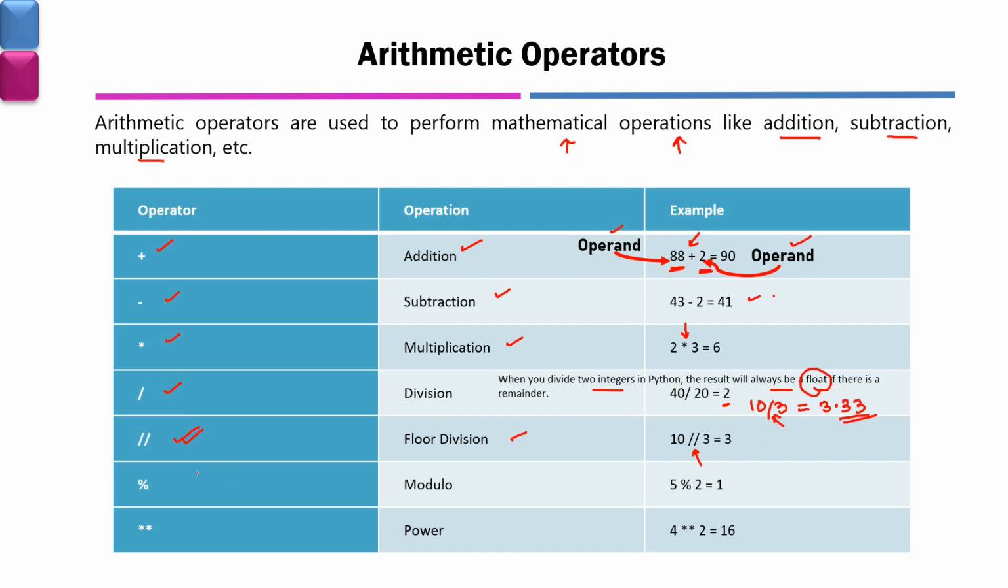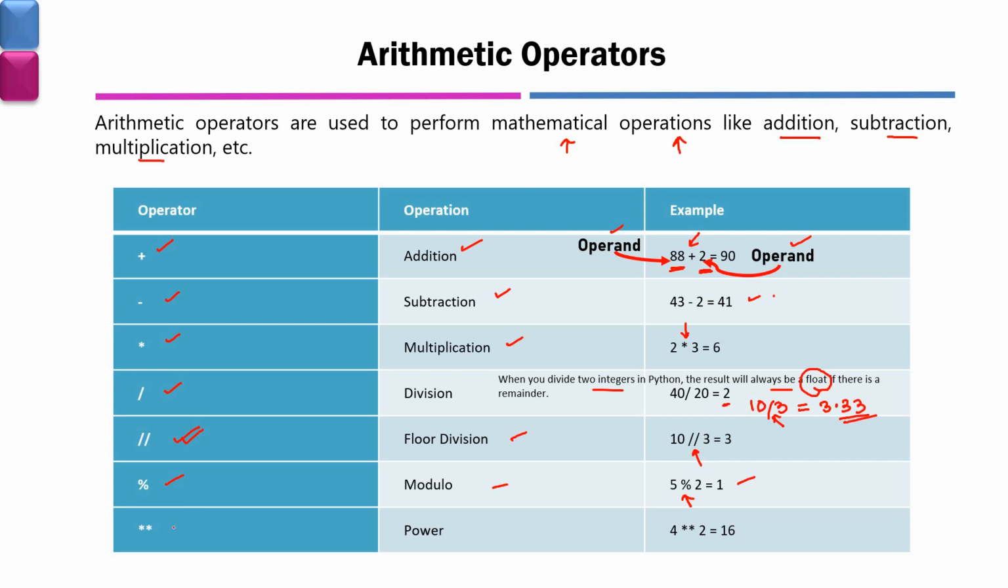Next is modulo. What is modulo? That is also very, very important. It returns the remainder of a division operation. That means whenever you are dividing the left operand by the right operand, the remainder comes out as the modulo. Whenever you are writing 5, this is the percentage sign, 5 percentage sign 2 equal to the remainder. The remainder over here is 1.